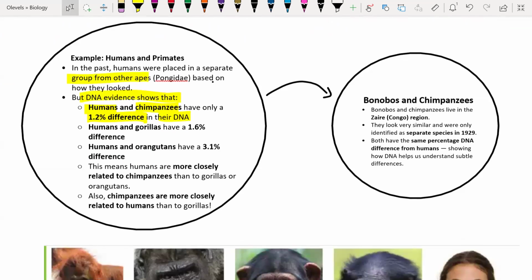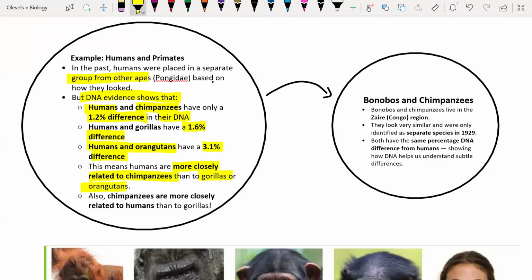While humans and gorillas have a 1.6% difference in their DNA, humans and orangutans have a 3.1% difference. This means that humans are more closely related to chimpanzees than to gorillas or orangutans. You can see that humans and chimpanzees only have a 1.2% difference in their DNA, which means they are more closely related, right?